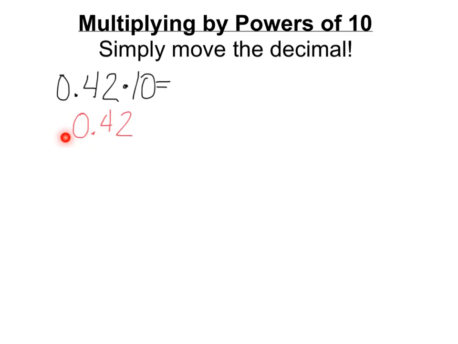If I move the decimal this way, well, does that make it bigger? No, it actually makes it further away from having a whole number. But if I move it this way, suddenly I go from having no whole numbers to having 4 whole numbers. So that's the way to go to make it bigger. So moving it once makes it 4.2. So my answer is 4.2.